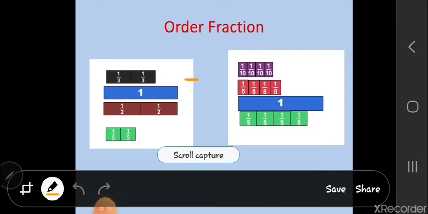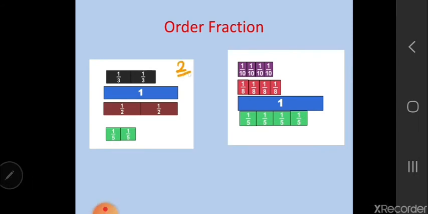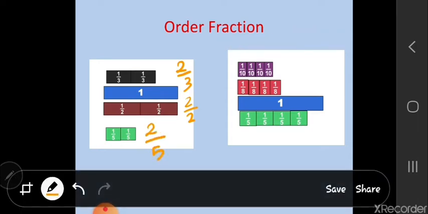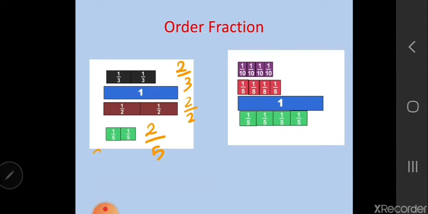So let's order the fractions. I have here 2/3, 2/2, and 2/5. What do you think? Which one is the greatest one, the biggest one? Of course, you can look here and you can say 2/2. What comes next? 2/3, and then 2/5.